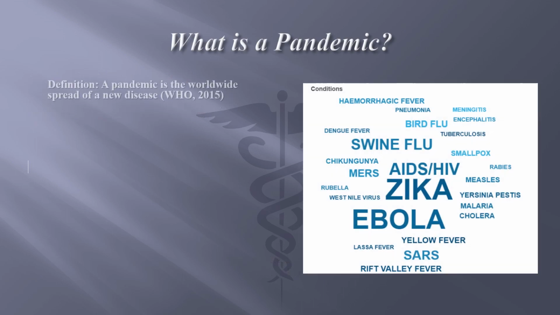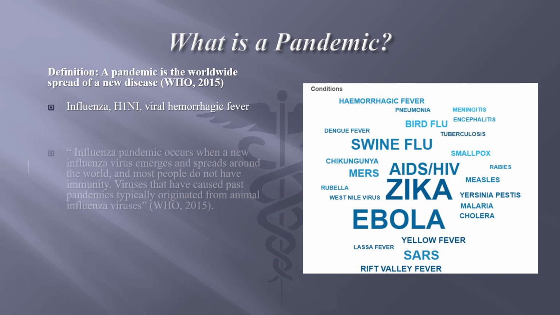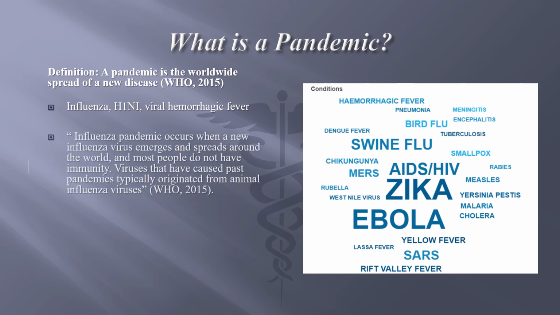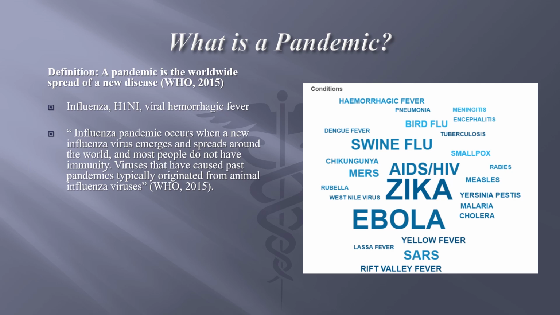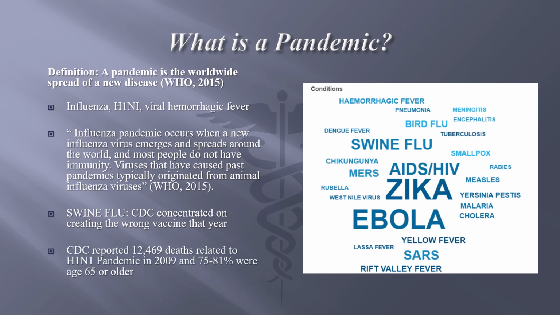What is a pandemic? It is defined as the worldwide spread of a new disease. This includes the flu, H1N1, viral hemorrhagic fever, and others. An influenza pandemic occurs when a new influenza virus emerges and spreads around the world, and most people do not have immunity. Viruses that have caused past pandemics typically originated from animal influenza viruses. With the swine flu, the CDC concentrated on creating the wrong vaccine that year. The CDC reported that most of the deaths related to the H1N1 pandemic actually had to do with people over the age of 65 and up.